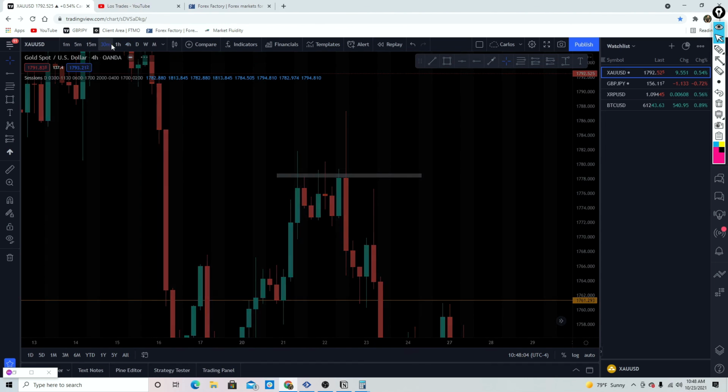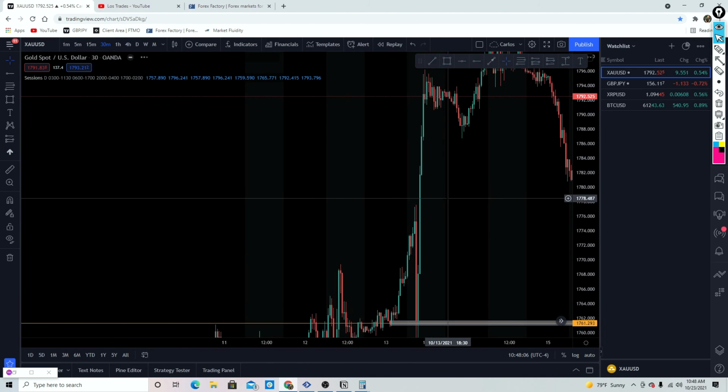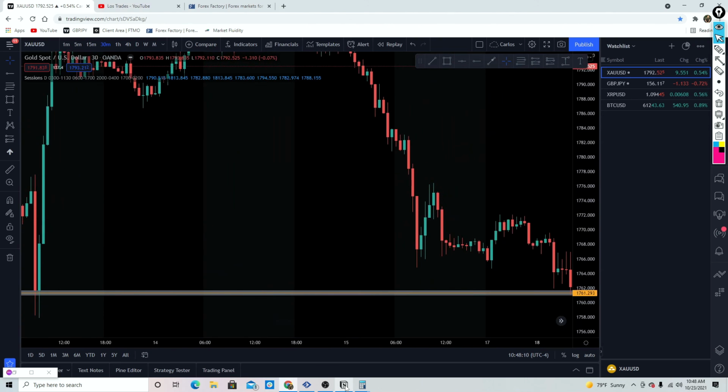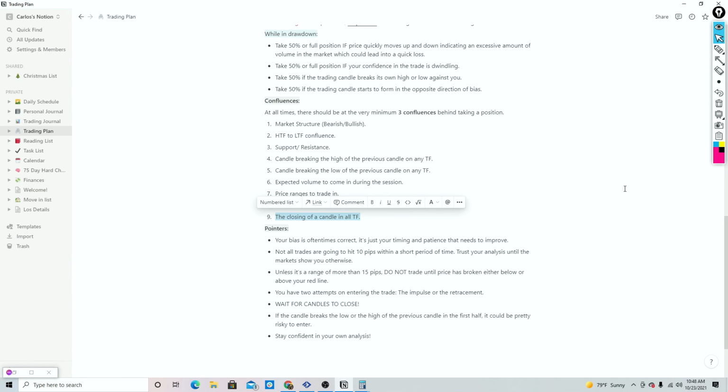If we're looking on the 4 hour, it's the same thing if we look at the 30 minute. It's just the same thing, really. So you just really have to watch out for that. Wait for candles to close, to give you more confirmation, right?